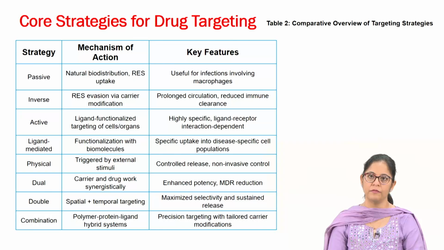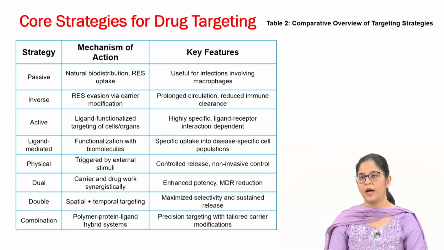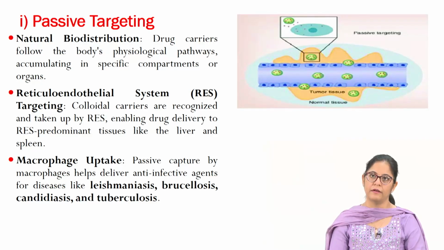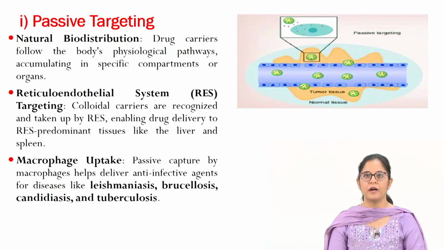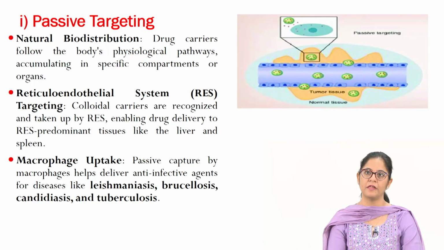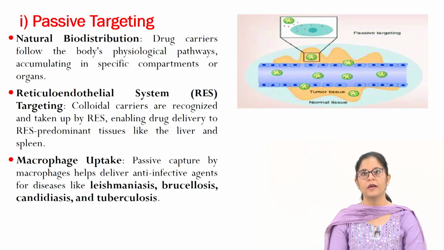Combination, that is polymer protein ligand hybrid systems can also be used, and precision targeting with tailored carrier modifications is possible. So, looking at each of them one by one. In passive targeting, natural biodistribution is the underlying principle of targeting. The drug carriers follow the body's physiological pathways, accumulating in specific compartments or organs.